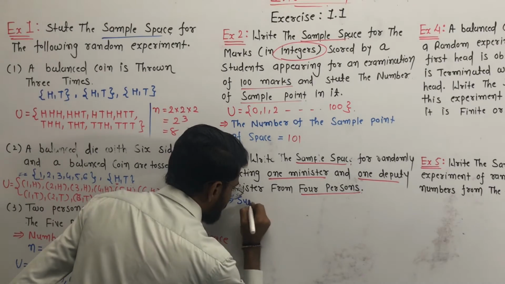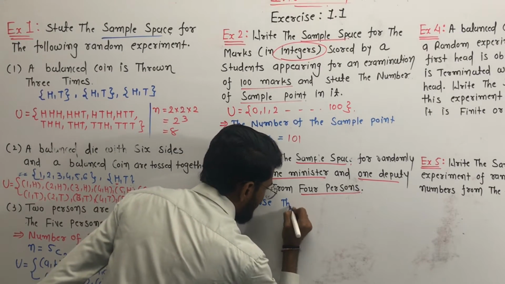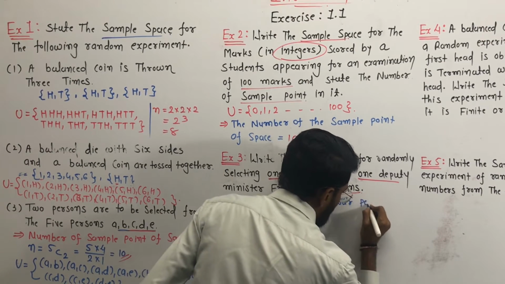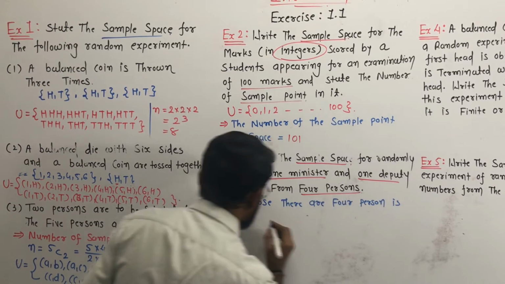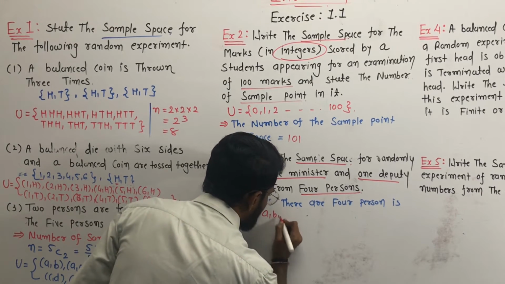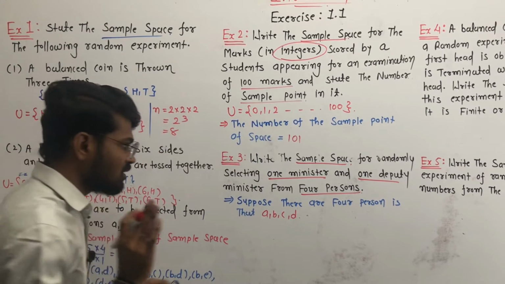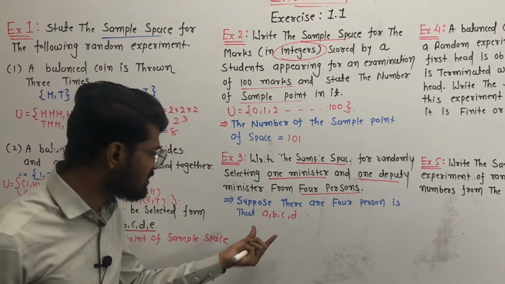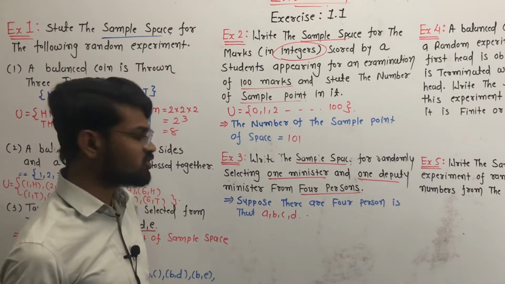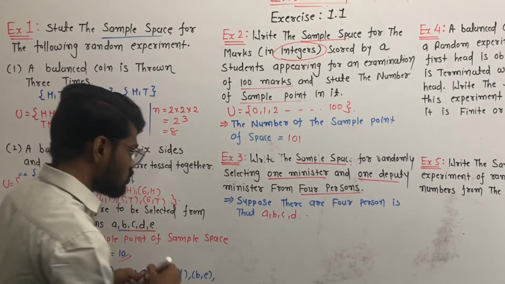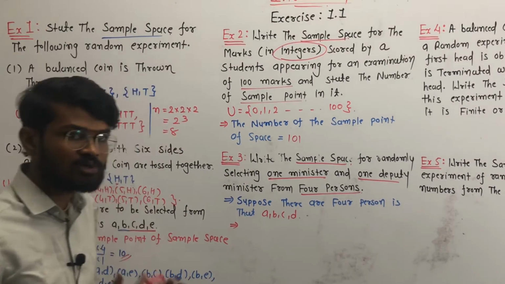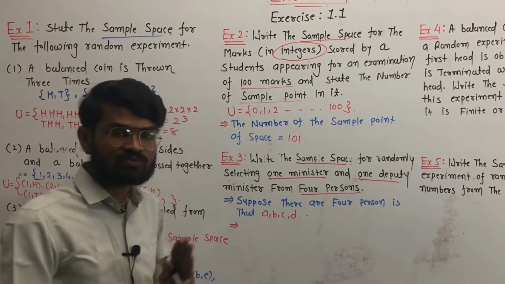Suppose the 4 persons are named A, B, C, D. Sorry, there are a total of only 4 persons, so the names are A, B, C, D. Now we have to select one minister and one deputy minister out of these 4 persons. So how many sample points are in our sample space? We calculate the number of sample points of the sample space.